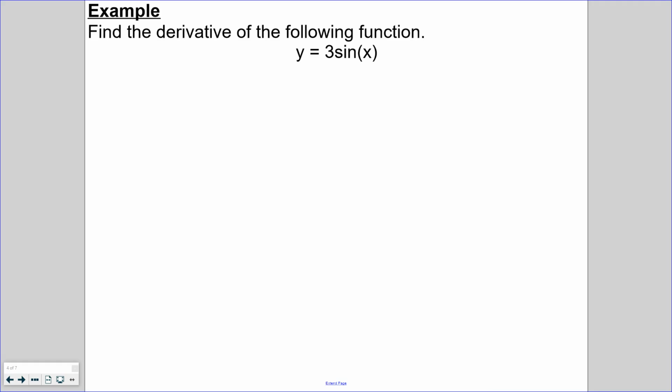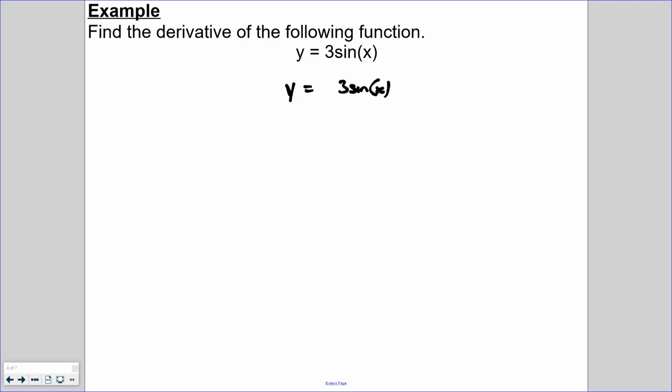So let's see how to use these derivative formulas in an example. We're being asked to find the derivative of the following function: y is equal to 3 sine of x. I'm going to use a little bit different notation here than we might have used in the past, just to get you used to the different notations you might come across in different resources. So we start with our function, y is equal to 3 sine of x.